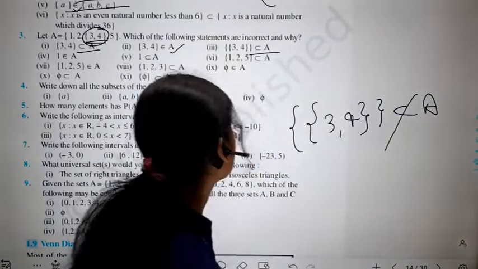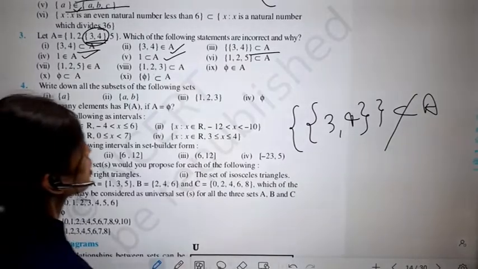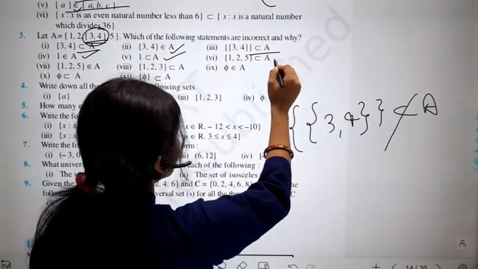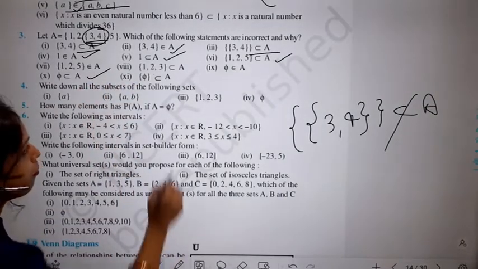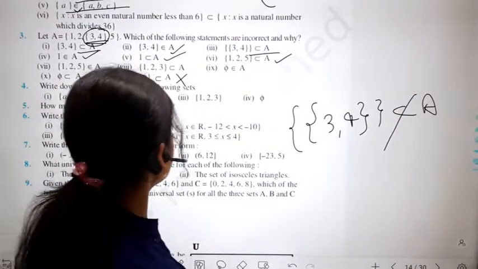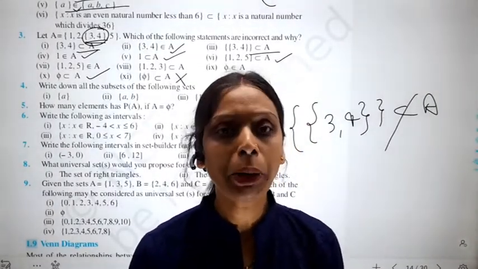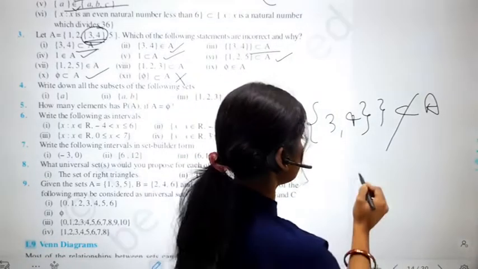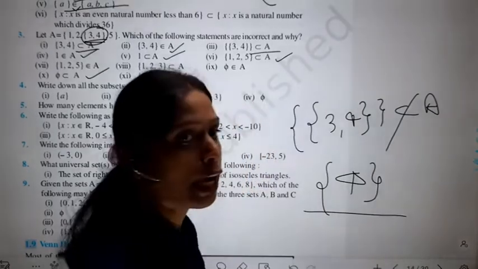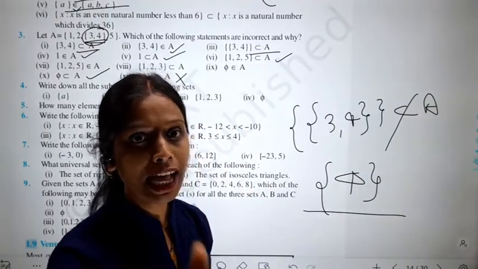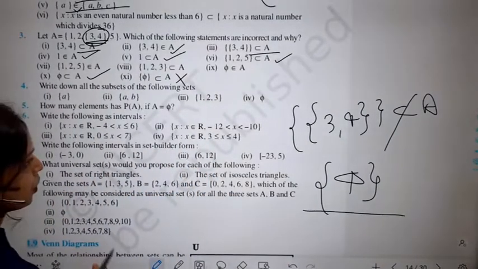That's why 1 belongs to A, true. 1 is a subset of A, true. 1 to 5 is a subset of A, true. The empty set is a subset of A, true. But this one is not true, because this is a singleton set. A set having one element is called a singleton set. Like this is a singleton set having one element. But the empty set has no element.